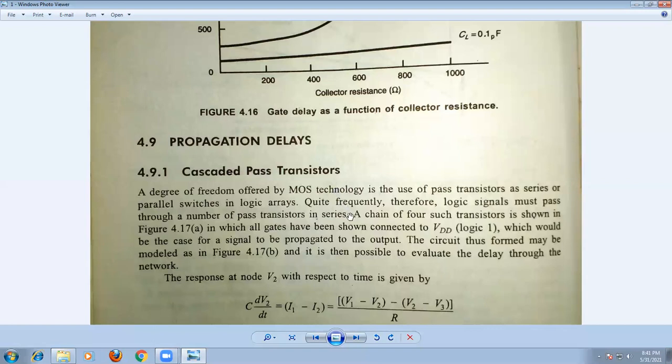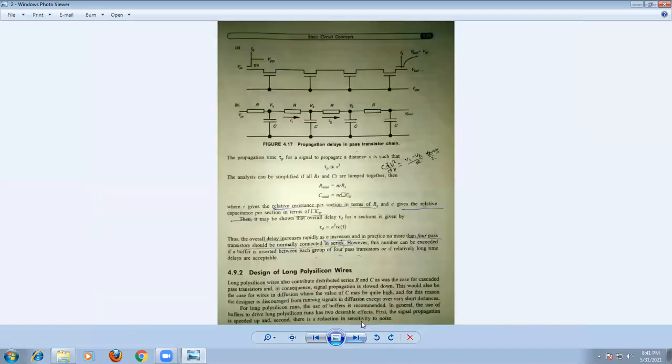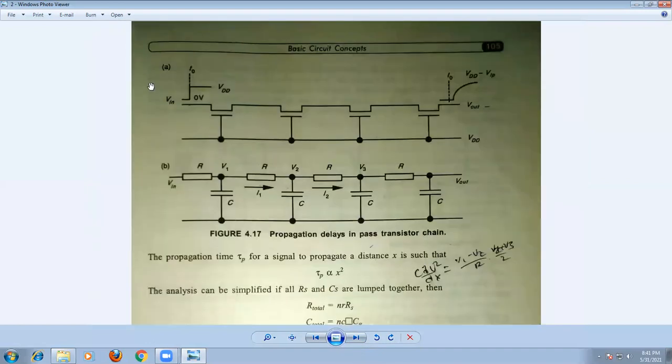So therefore, the logic signal must be transferred from one point to another using pass transistors connected in series. Whenever the logic signal passes through pass transistors in series, what happens to that signal? We'll discuss now. Let us consider a chain of four pass transistors connected in series like this.